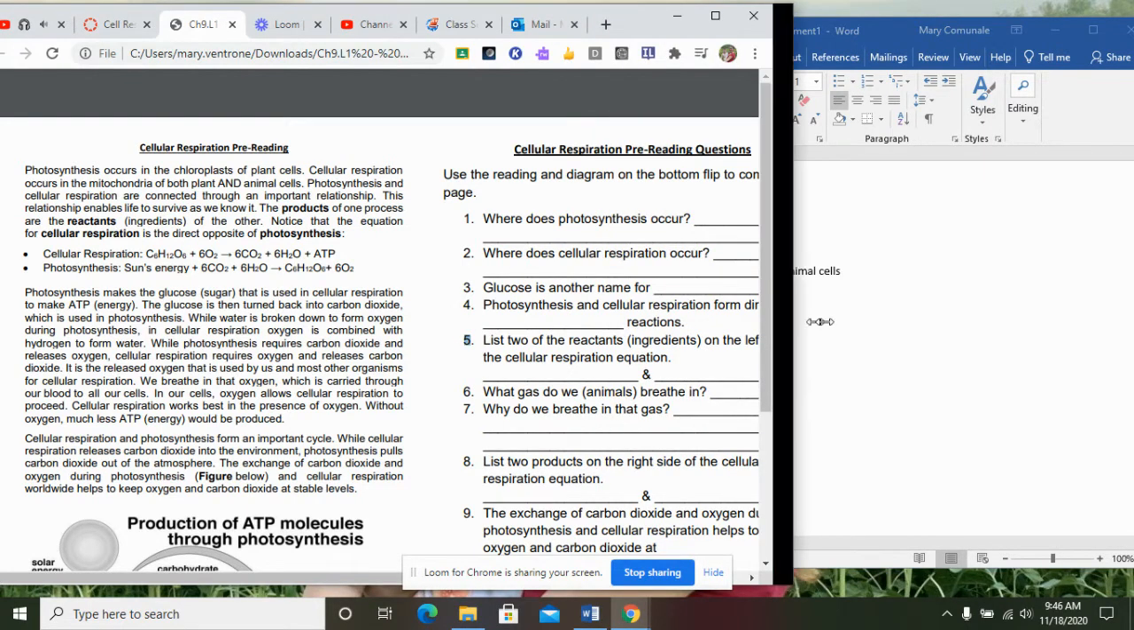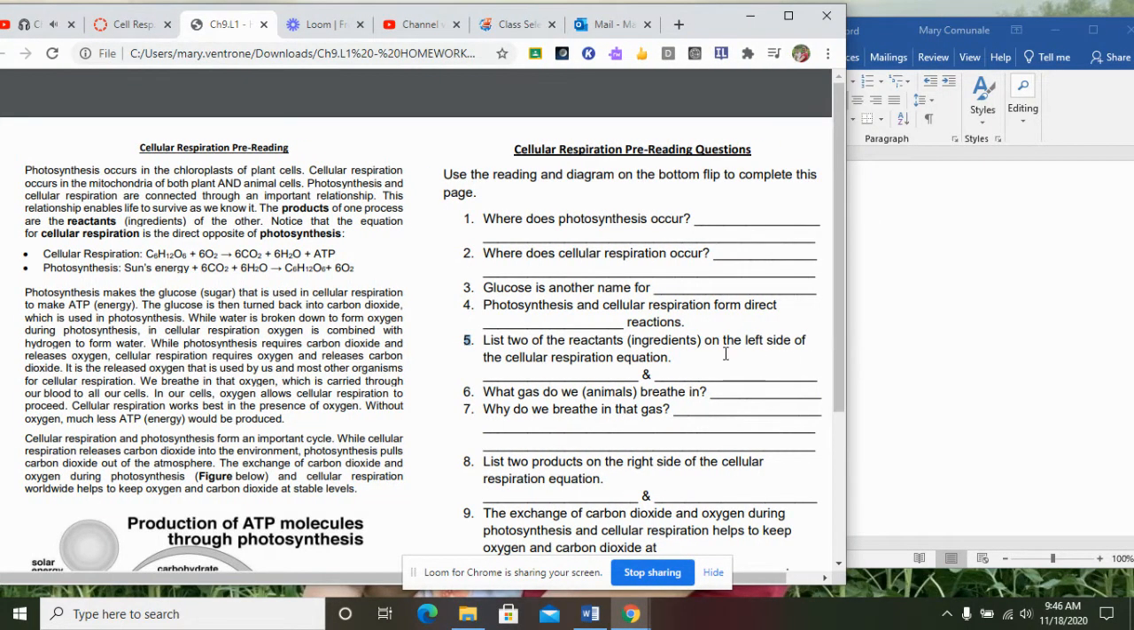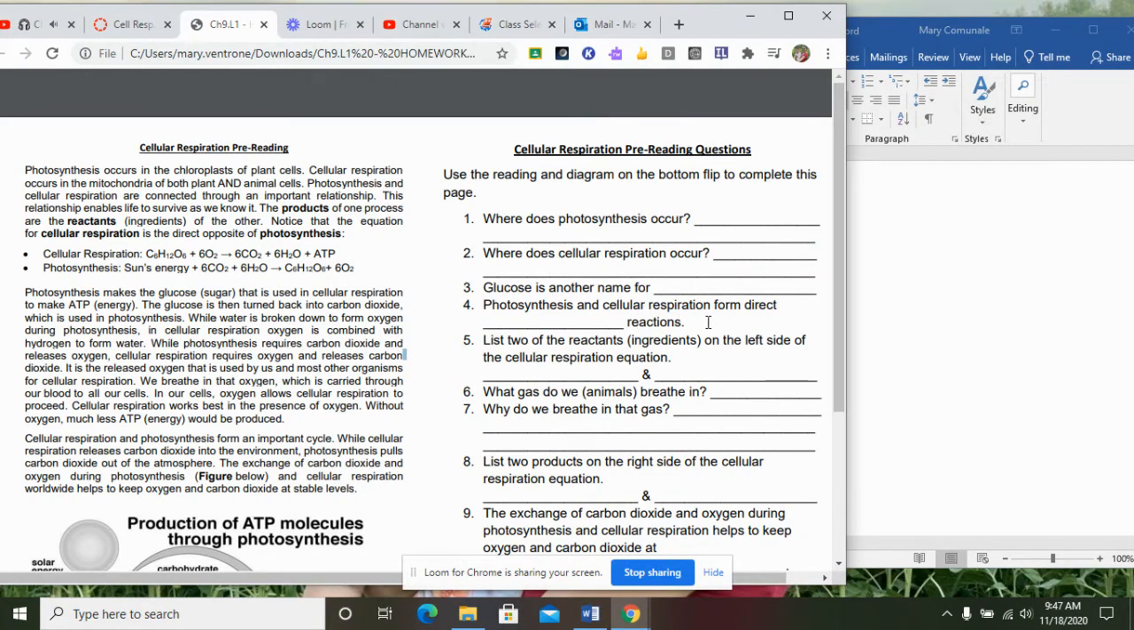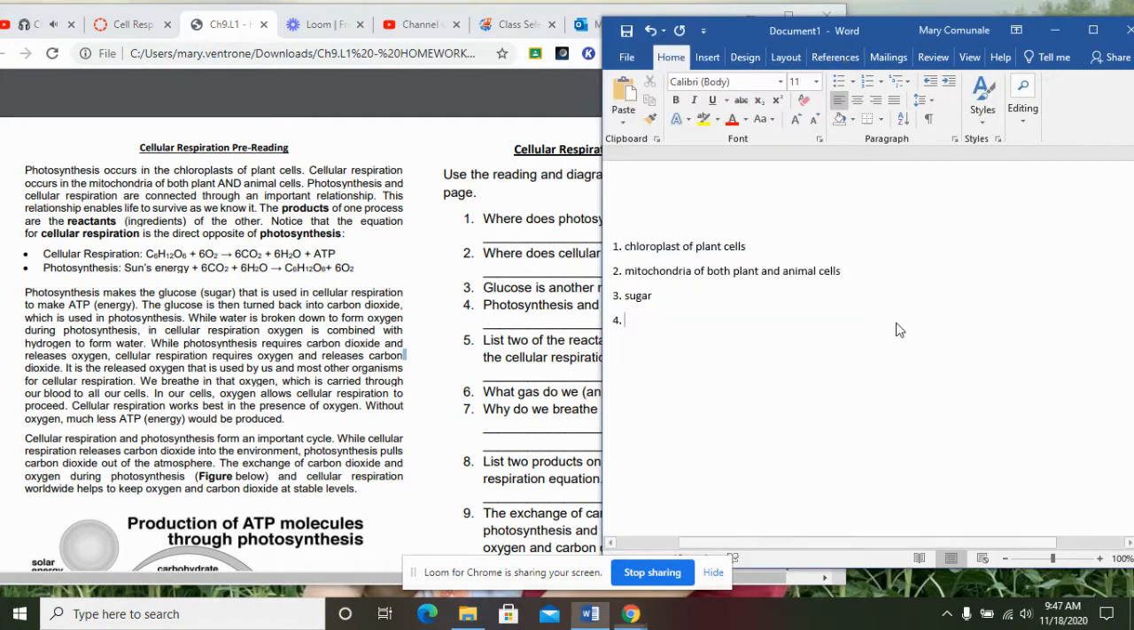Photosynthesis and cellular respiration form direct blank reactions. Cellular respiration makes ATP energy. The glucose is then turned back into carbon dioxide, which is used in photosynthesis. So I believe the answer to this particular question is actually back up here. If you look, the equation for cellular respiration is the direct opposite. And if I look down here, photosynthesis and cellular respiration form direct opposite reactions. Okay, so we're going a little out of order.